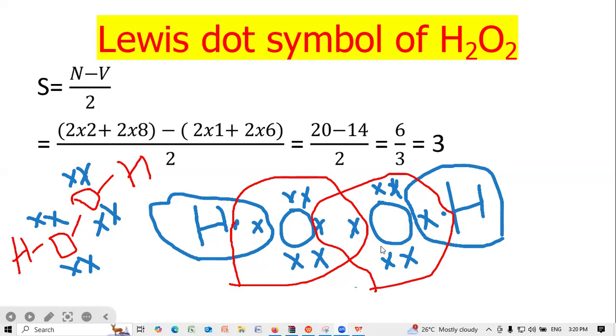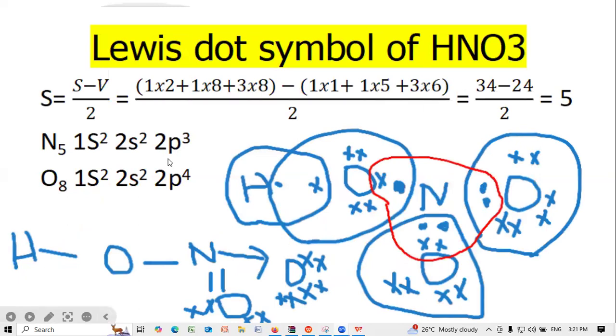So oxygen has 6 electrons, then 7 with the electron of this hydrogen, and 1 electron is shared from the other hydrogen, and it becomes 8 electrons. You can see 1, 2, 3, 4, 5, 6, 7, 8. In this case, this oxygen is an octet. Same for this oxygen. That's why the Lewis dot symbol of hydrogen peroxide is in this way. This is the bond pair, and this is the lone pair.